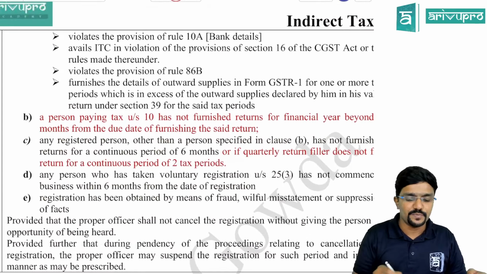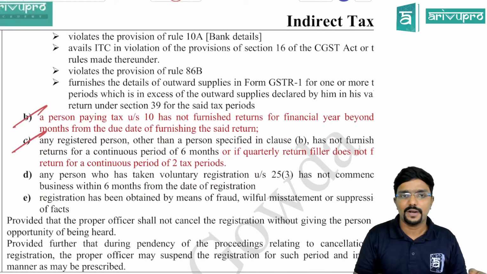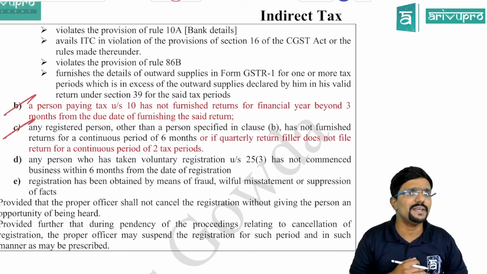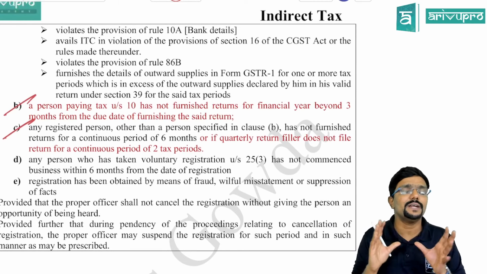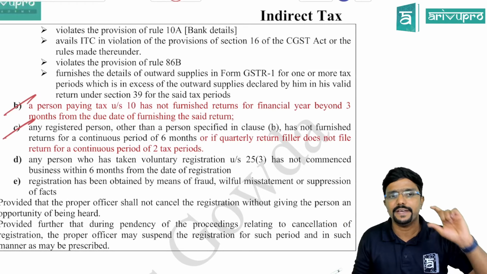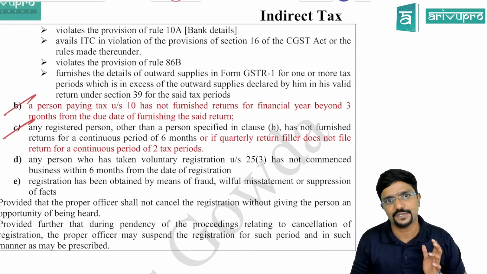Now the amendment is with respect to point B and C, guys. Whereas all other points are as it is, there is no change. So please be careful. I repeat once again, wherever the contents are in black, it is as it is. There is no change in it. Wherever I have highlighted in red color, only those things are the amendments or changes, guys.